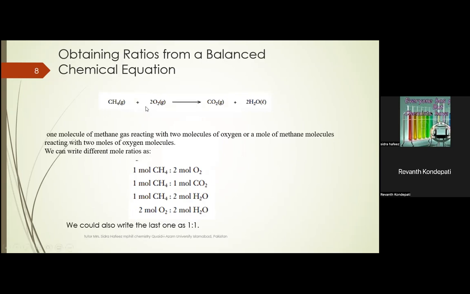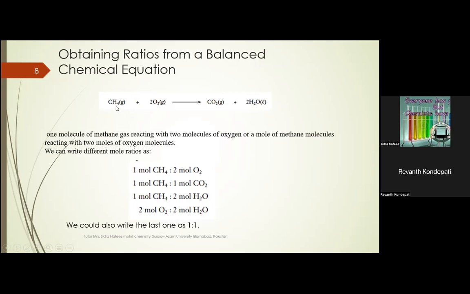CH4, methane gas, reacts with oxygen gas and produces carbon dioxide and water molecules. You can see here that one molecule of methane gas is reacting with two molecules of oxygen, or you can also say that one mole of methane is reacting with 2 moles of oxygen.